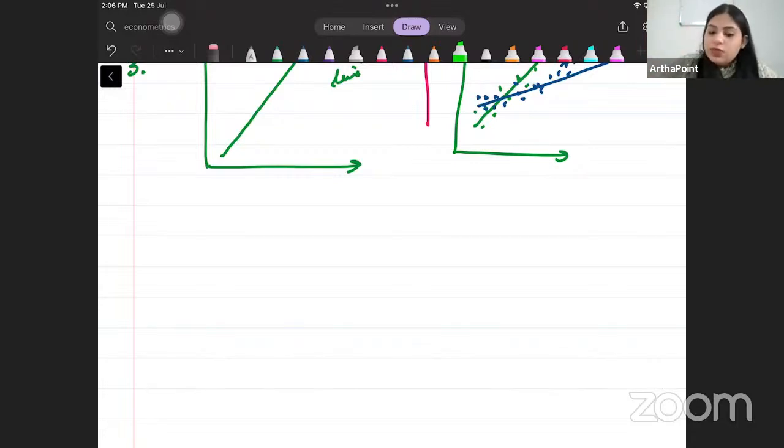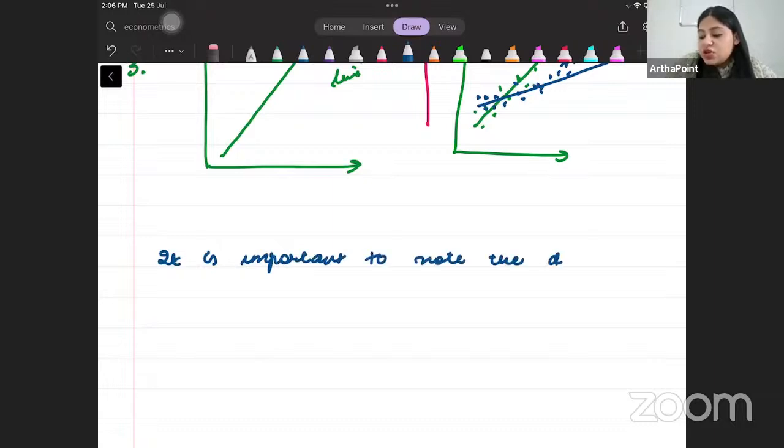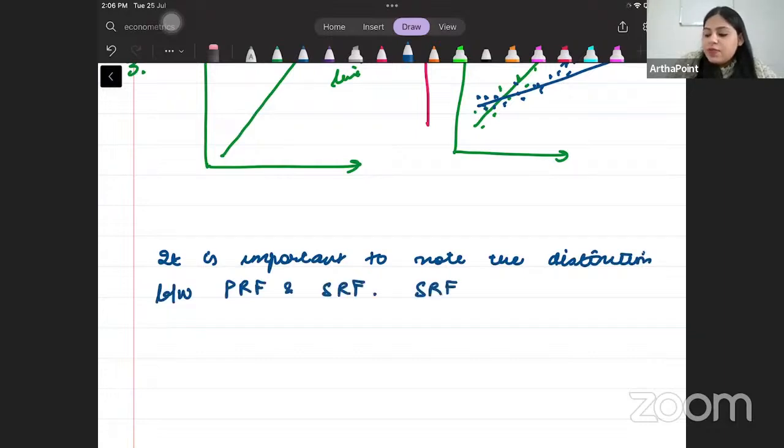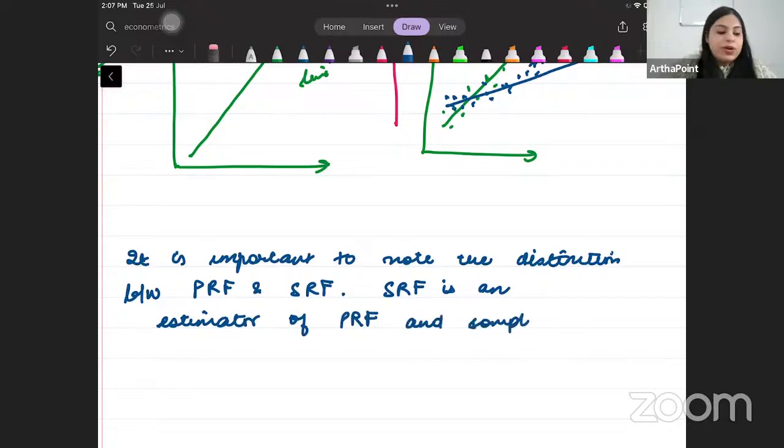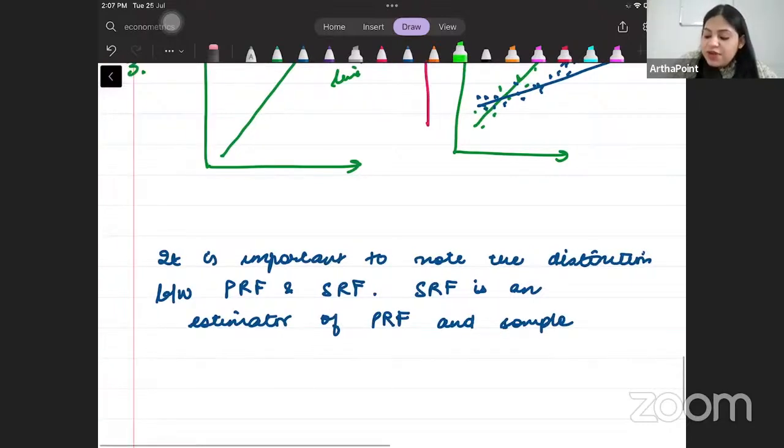So please note down that it is important to note the difference or the distinction between PRF and SRF, right? SRF is an estimator of PRF. So this word is important, that it is an estimator of PRF.